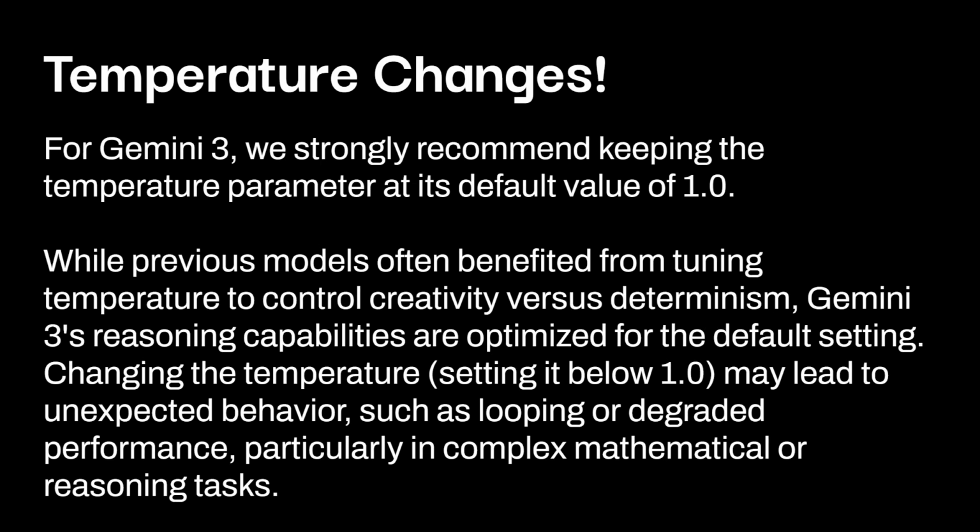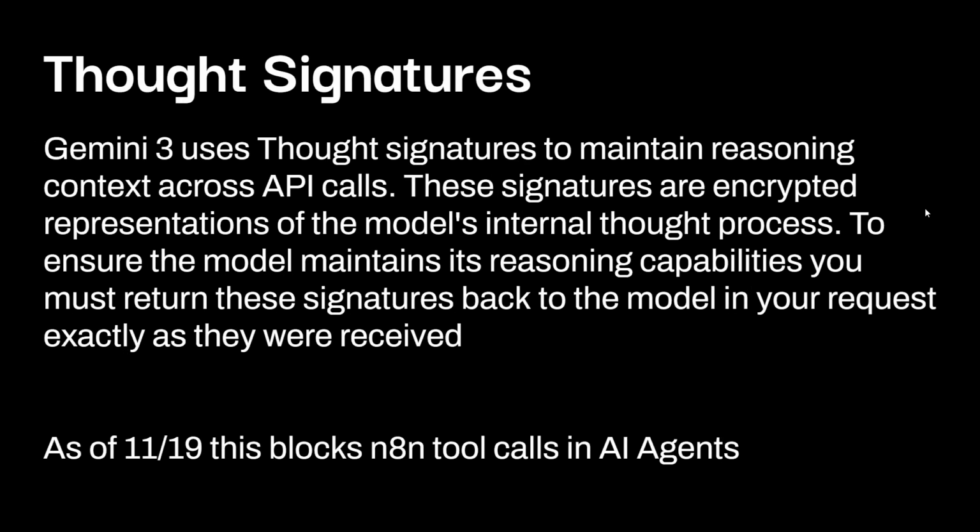So this is a big change. Historically, we've used temperature quite a bit, and temperature is now set at a default value of 1. What it says over here in the official documentation: while previous models benefited from tuning temperature to control creativity versus determinism, Gemini 3's reasoning capabilities are optimized for the default setting. Changing the temperature setting below 1 may lead to unexpected behavior such as looping or degraded performance, particularly in complex math or reasoning tasks. So super important that you do not tweak temperature. It tells you right here, do not change it. So please do not change that. I've seen a lot of n8n workflows in the past that have changed this, but do not change your temperature.